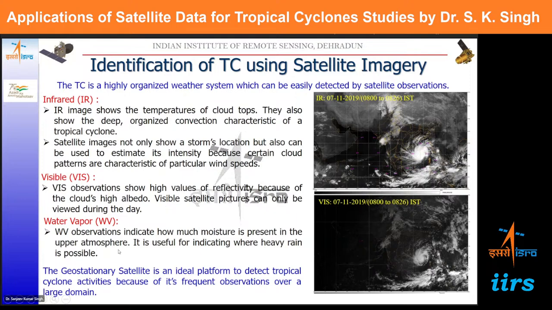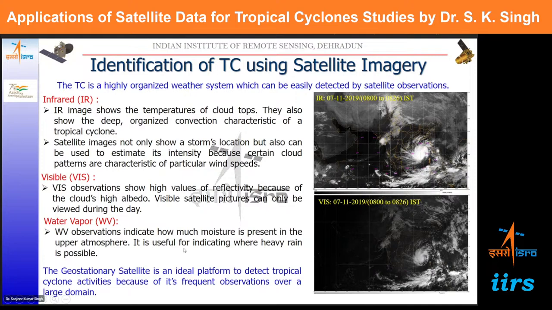Another band is the water vapor channel. The water vapor channel shows how much moisture is present in the upper troposphere, and it is useful for indicating where rain is possible. In the previous lecture, I already showed how water vapor works and which portion of the atmosphere it gives information about. So it mainly shows the upper tropospheric moisture or humidity, how much moisture is available in the upper troposphere.